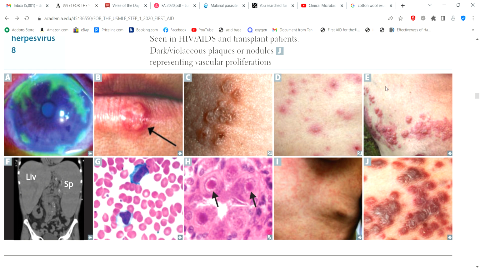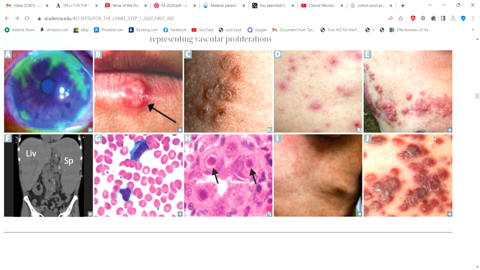This is what causes Kaposi sarcoma, which is a cancer of the endothelial cells, which is seen almost always in HIV and AIDS patients, and also in transplant patients. It shows dark violaceous plaques or nodules representing avascular proliferation. This is Kaposi sarcoma, caused by human herpes virus 8. Kaposi sarcoma, cancer of the endothelial cells.